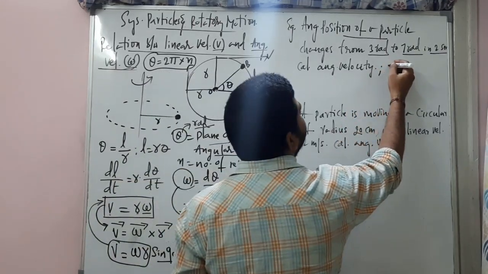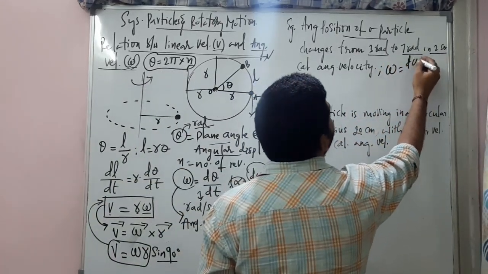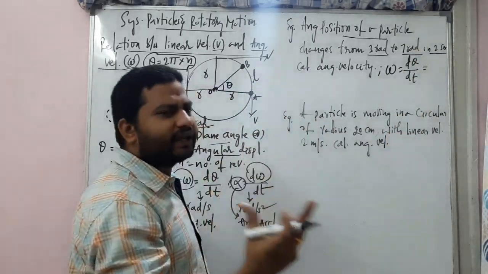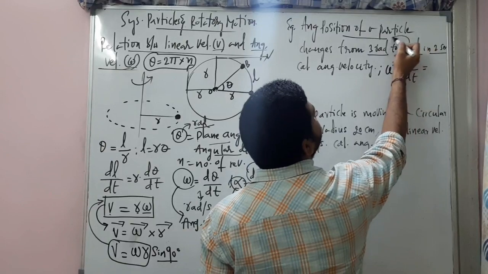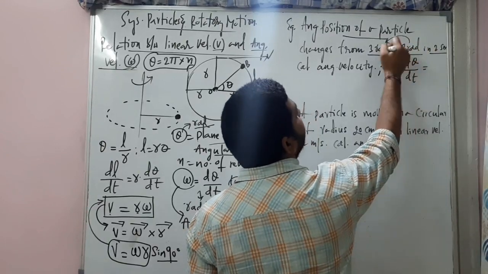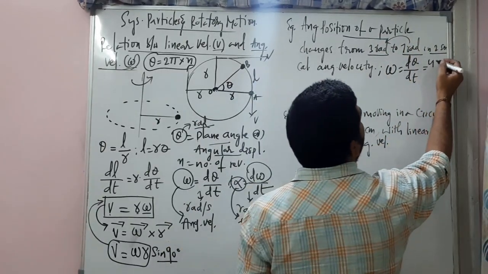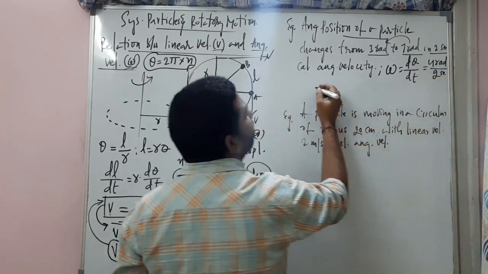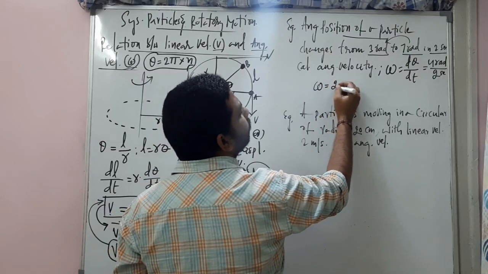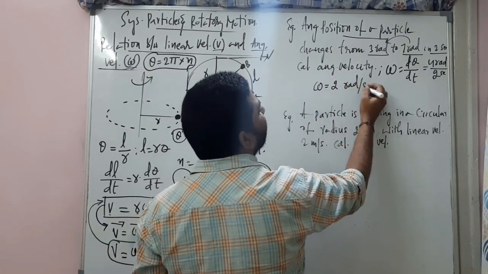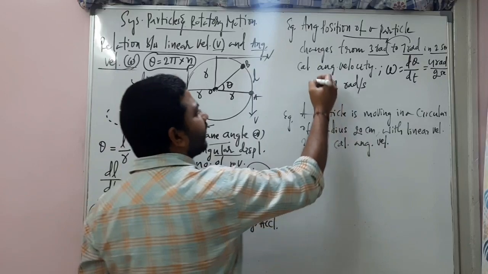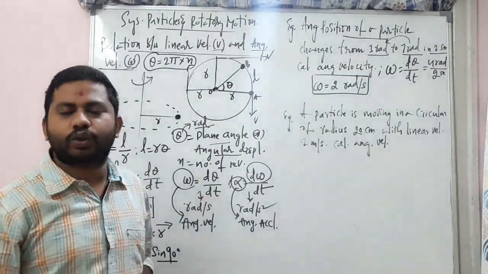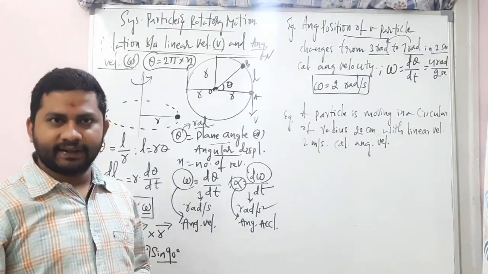So what is the angular velocity formula? d theta by dt. What is d theta here? The change in plane angle, which is 7 radian minus 3 radian, that is 4 radian, divided by the time of 2 seconds. So omega is equal to 2 radian per second. That's the answer. Simple, easy questions like this will be asked from this topic.